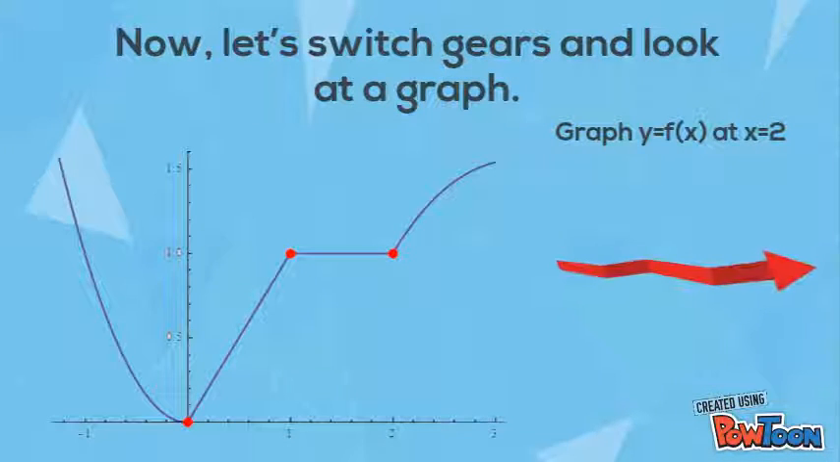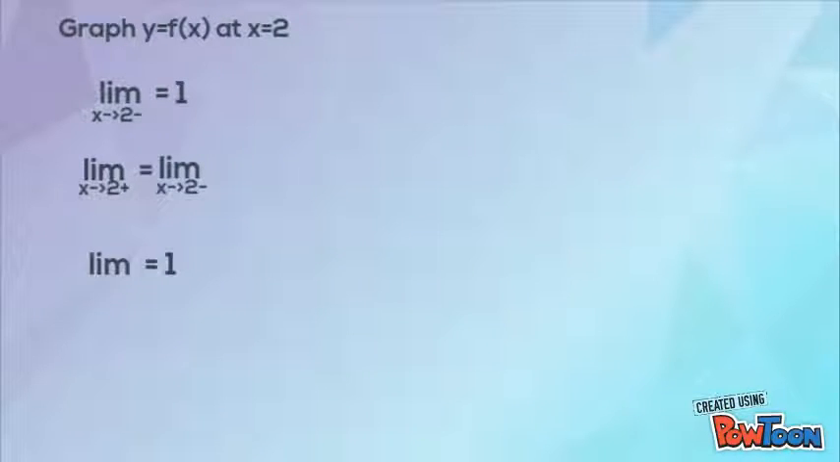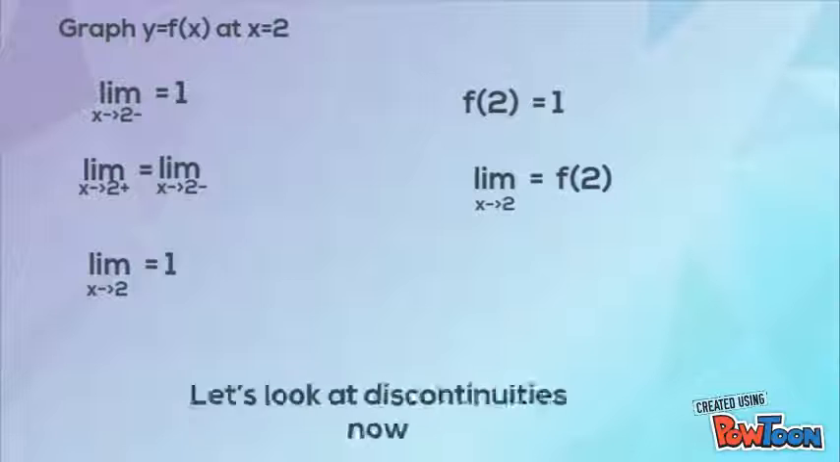Now let's switch gears and look at a graph. y equal to f of x at x equals 2. So in this graph, all the conditions are met, as you can see here. So you can say that the graph y equal to f of x is continuous at 2.